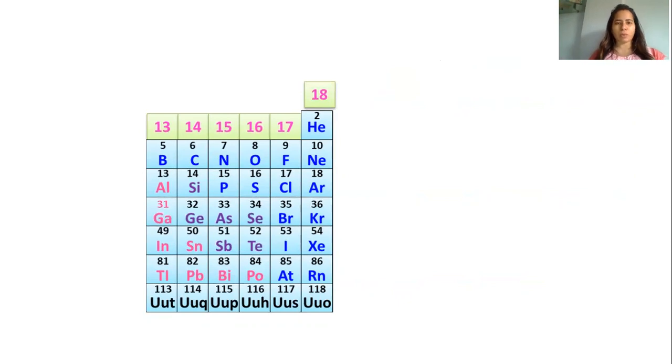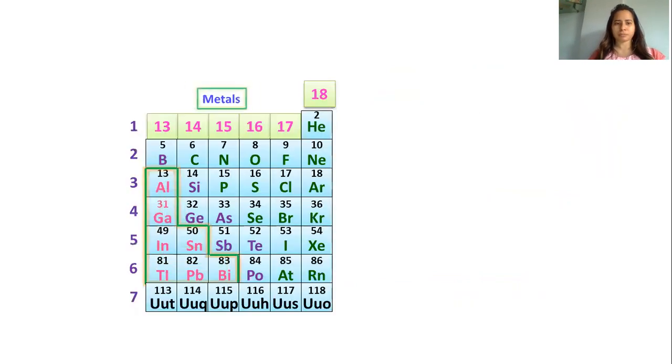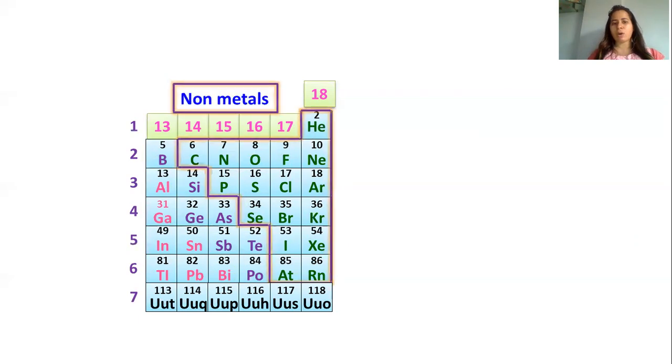When I say P block elements, first of all, the elements from group 13 to 18 belong to P block. And as I said, their last electrons will enter into P subshell. You can see the elements over here which are pinkish in color. They are all metals. The elements which are purple in color, lying on the zigzag line, we call metalloids. And the elements placed in green color are all non-metals.